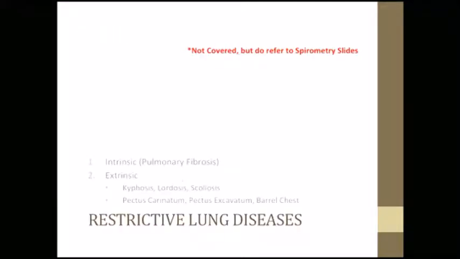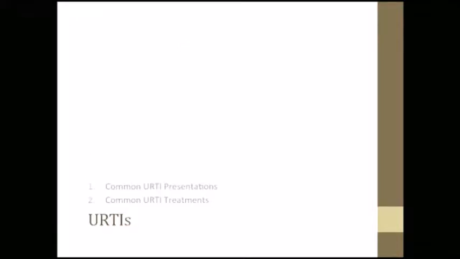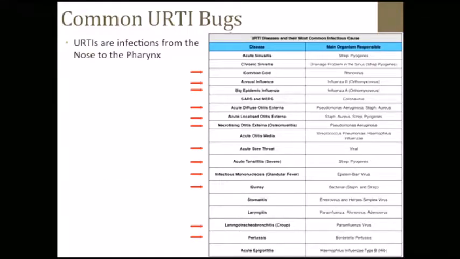So restrictive lung diseases, I kind of went through this earlier, but I won't be going through much about it. So these are the URTIs. Frankly, at your level, it's just memorizing a few lists. URTIs are defined by infections that are from the nose to the pharynx. Anything after the pharynx is considered lower respiratory tract infection.